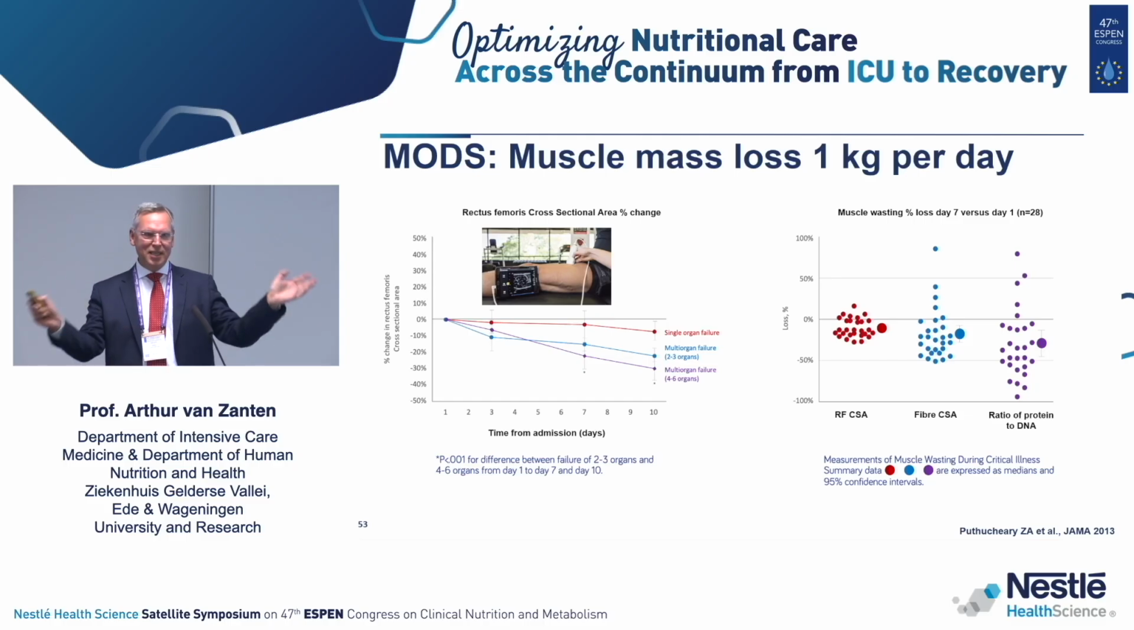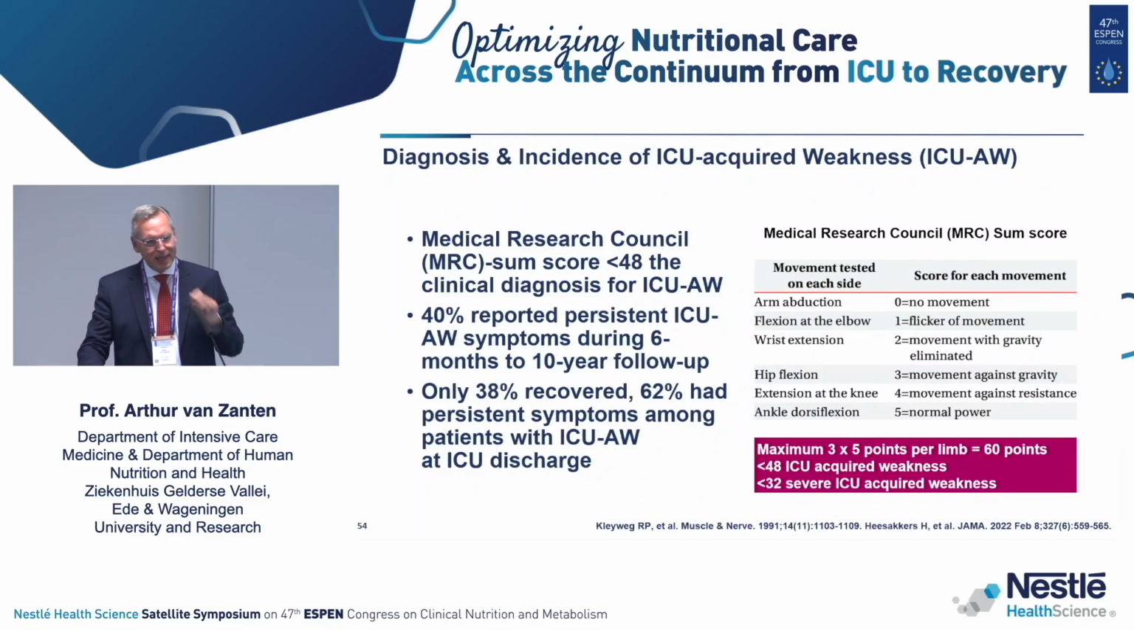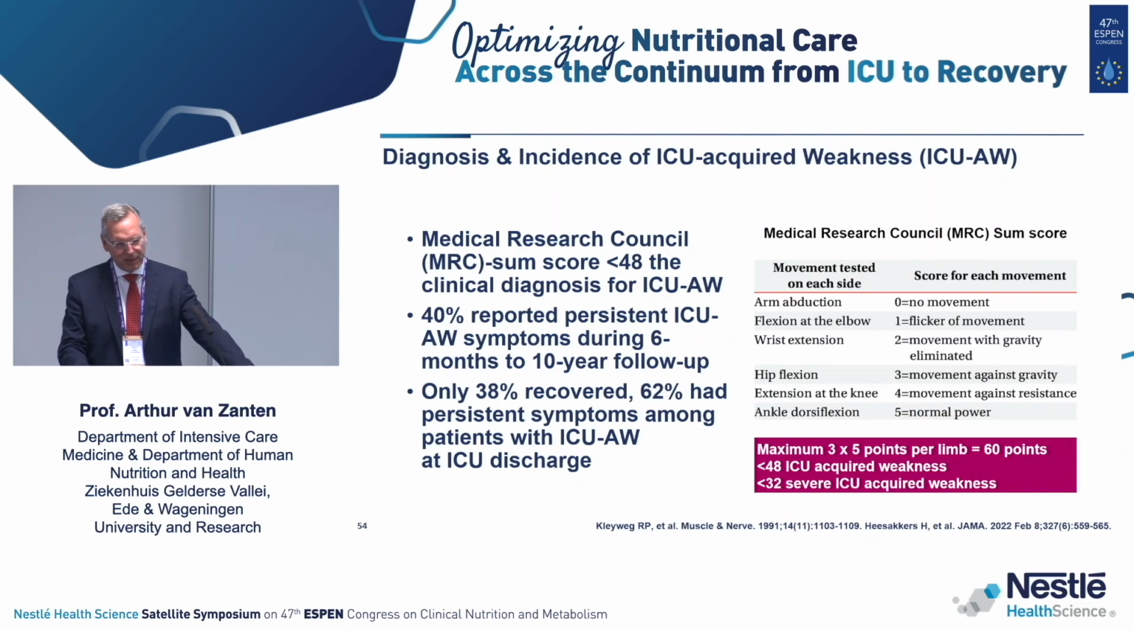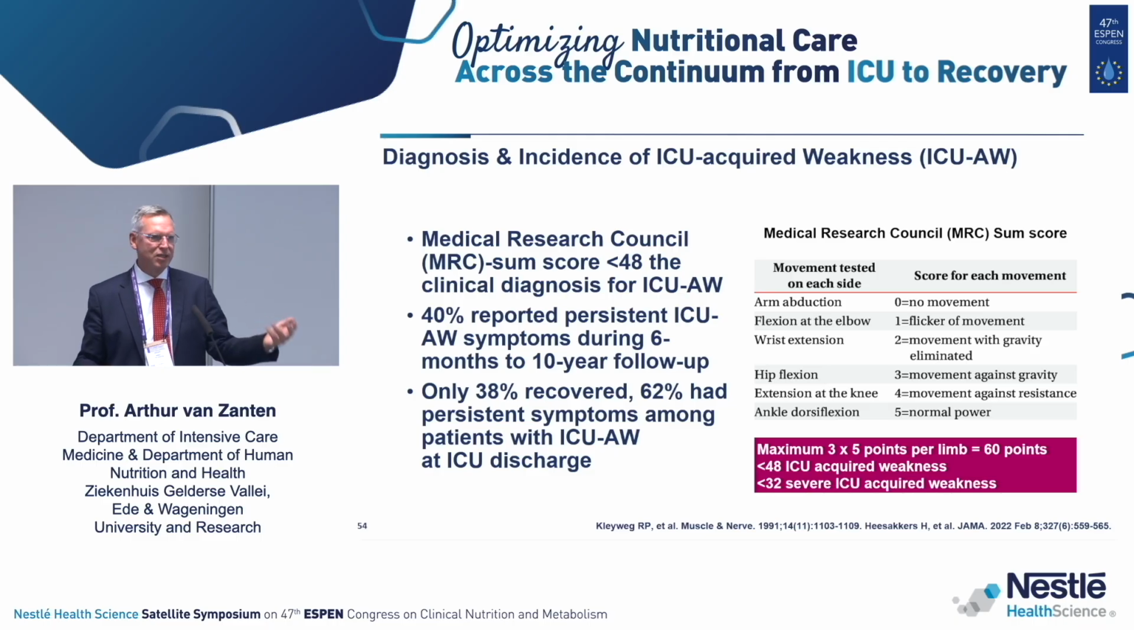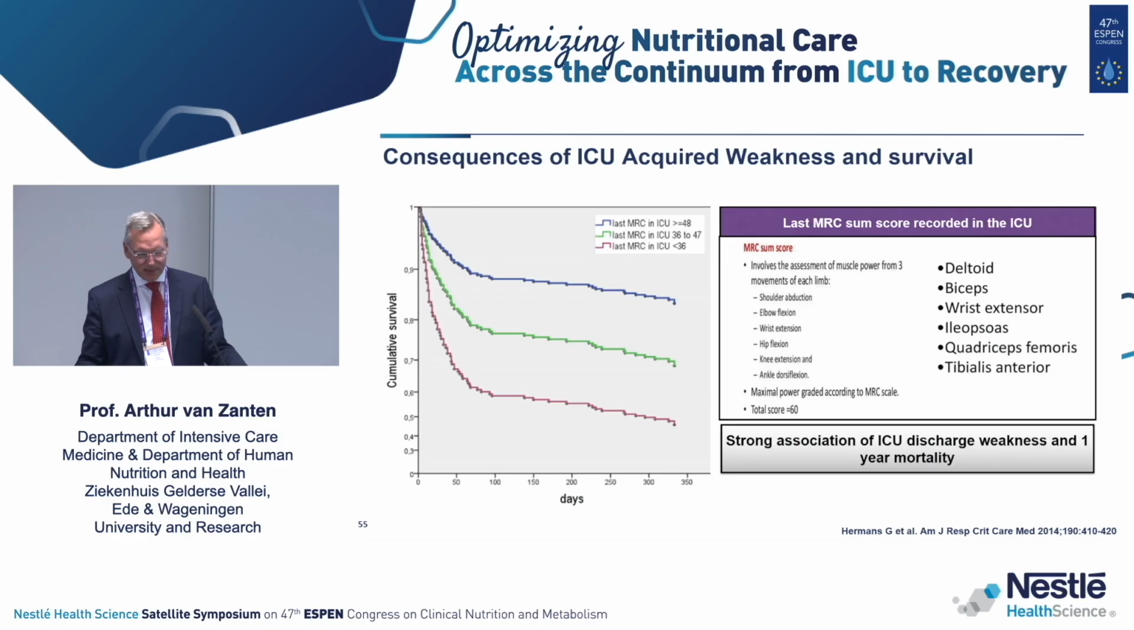You lose it immediately, and it takes a long time to regrow the forest. Now, how to diagnose ICU-acquired weakness? Well, the most simple way of doing is to do the so-called MRC sum score. That's a way of testing the strength in arms and legs, and it adds up to a total of 60 points. And when it's below 48, we consider that to be ICU-acquired weakness, and maybe below 32, it's severe ICU-acquired weakness.